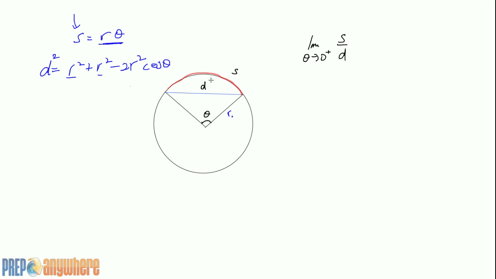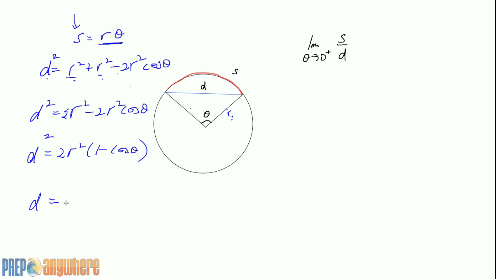Also, we can express d as a function of r and theta, right? If you use the cosine law, we get d squared is equal to r squared plus r squared minus 2 times the two adjacent sides times cosine of theta. So let me clean that up a bit. You get 2r squared minus 2r squared cosine of theta. Okay, so you can factor out 2r squared.